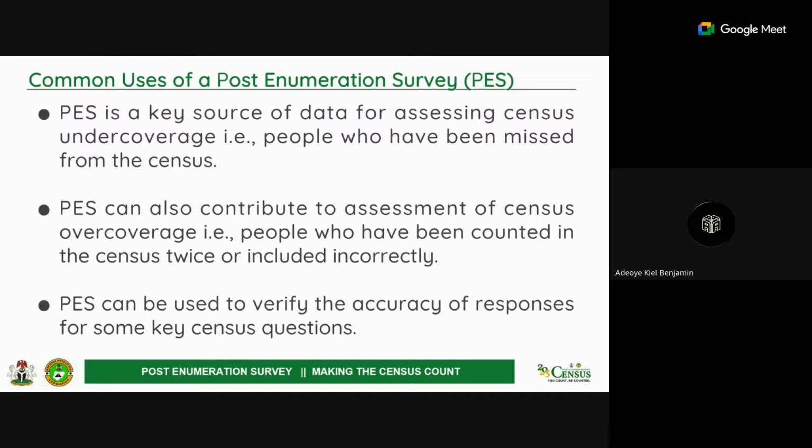Then the PES can be used to verify the accuracy of responses to some key census questions. They call them key demographic indicators, such as age, sex, relationship to head of household, and education. So those are some key demographic variables that the PES will ask questions on. It lets us know whether they responded well to them in the census, or how accurate the responses were. You always know that age is always a problem. Even sex sometimes can be a problem if it's not well asked.